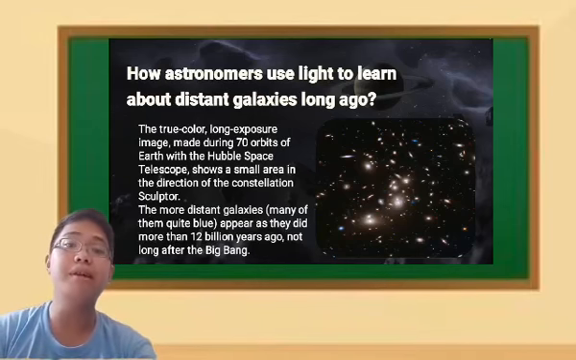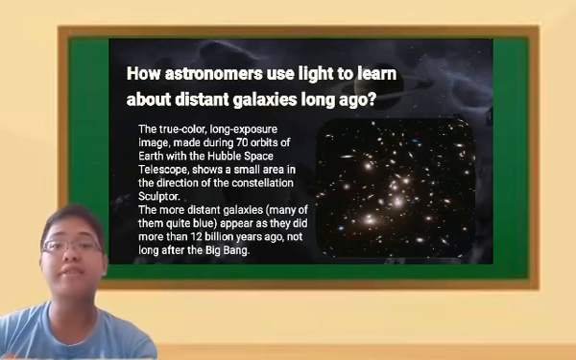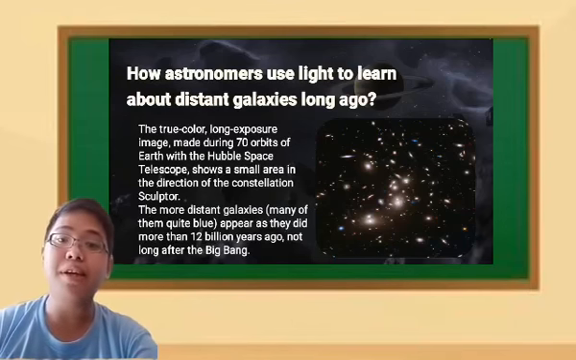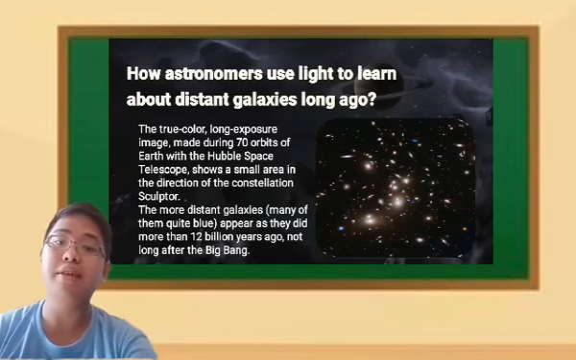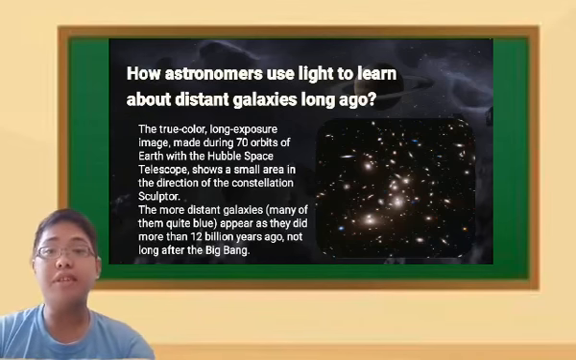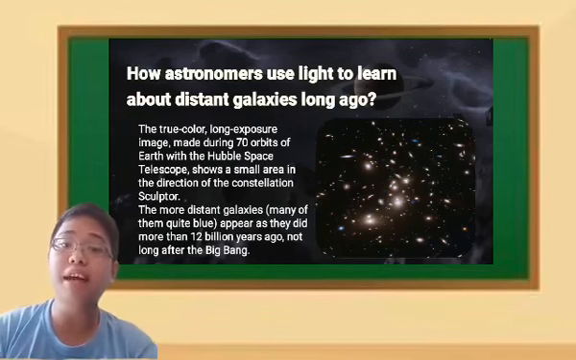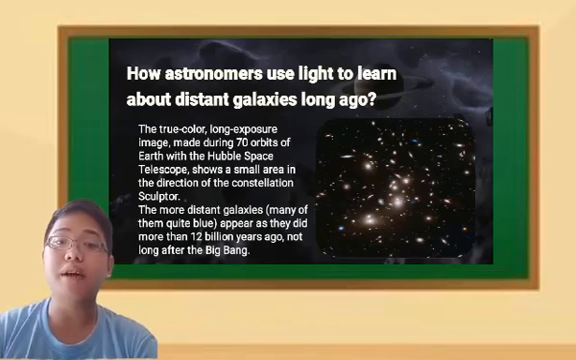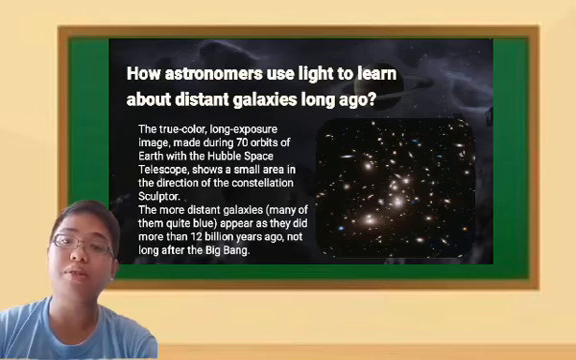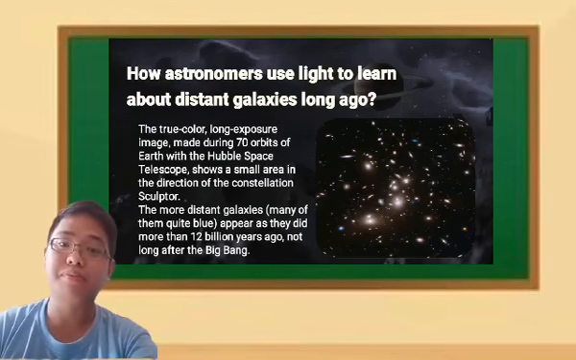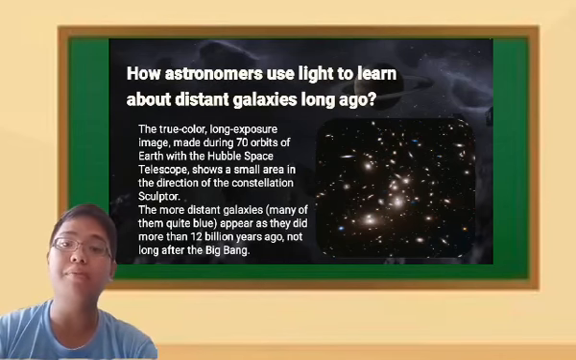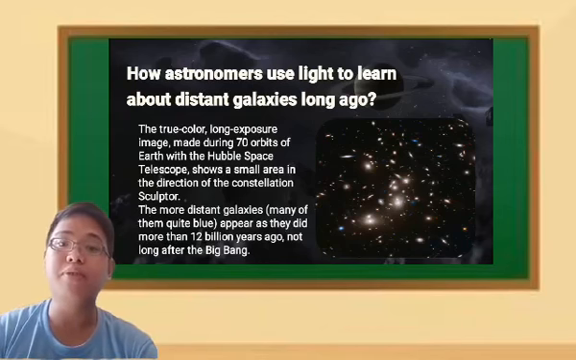The immense gravity in Abell 2744 acts as a gravitational lens. It warps space and brightens the magnified image of nearly 3,000 distant background galaxies. It was stated here that the more distant galaxies, many of them quite blue, appear as they did more than 12 billion years ago. After the Big Bang, blue galaxies were much more common in that earlier time than they are today. These galaxies appear blue because they have ongoing active star formation, making hot, bright blue stars.